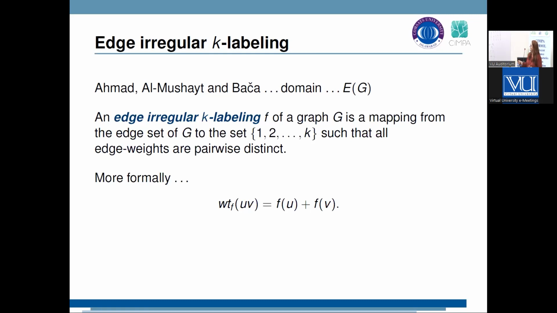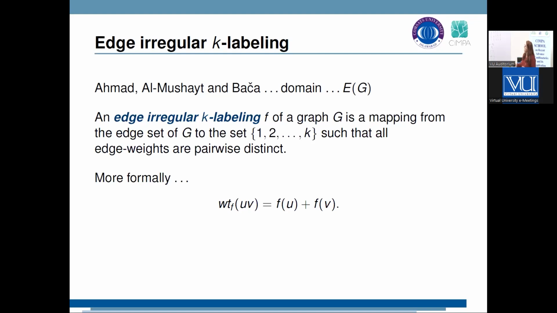Sorry, I just copied it and I didn't change it. So here this edge set should be the vertex set. So what do we do? Now we assign numbers from 1 up to k just to the vertices of the graph. And we check the weights of edges, because it's edge irregular. We require that every edge has a distinct weight.